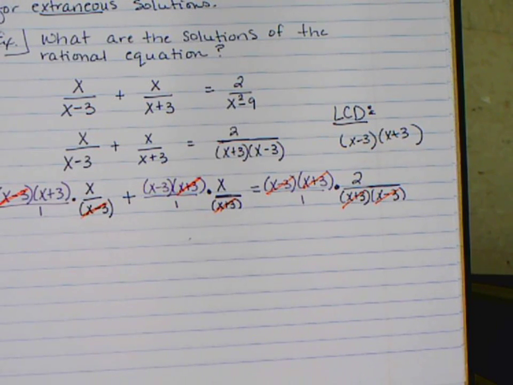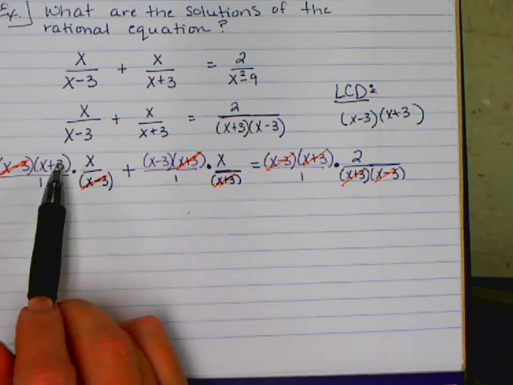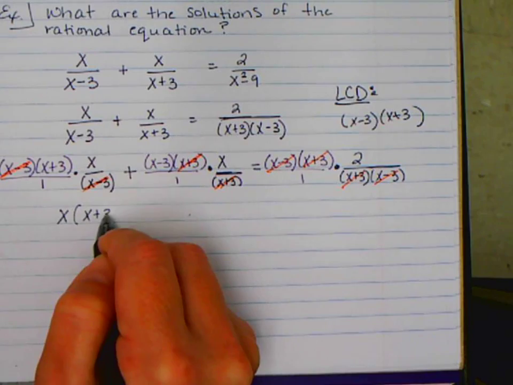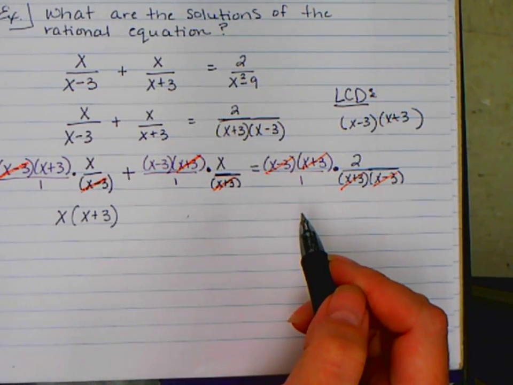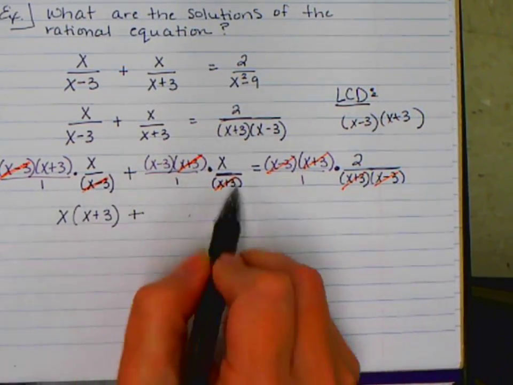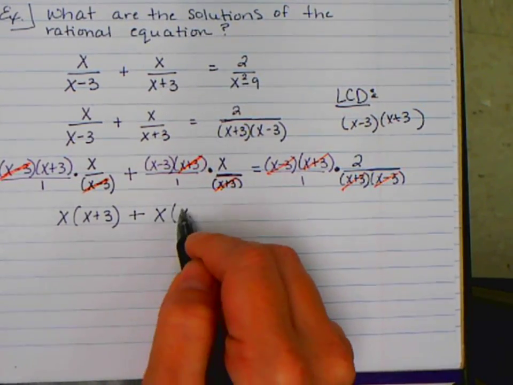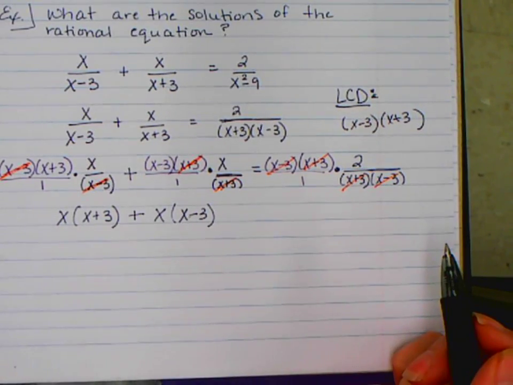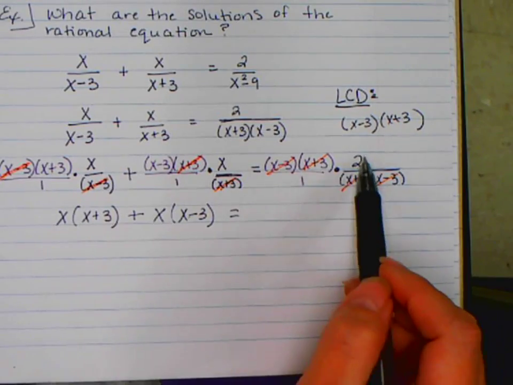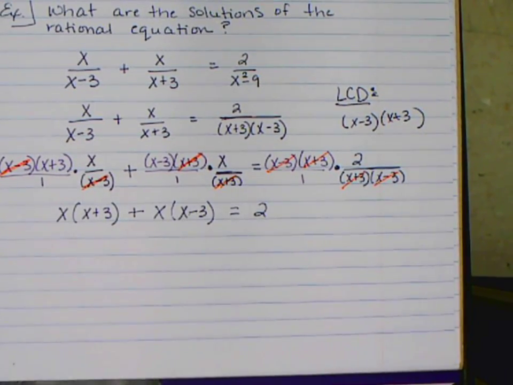So now I'm going to rewrite everything that's left. I should not have anything left in the denominator except for a 1. And of course, we don't have to write a 1 if that's all that we have. So in my first fraction, I have x plus 3 times x. I like to write the monomial first. You could go ahead and distribute if you want to. I'm not going to because I'm going to show my steps. And then we have a plus sign. Everything's canceled except for x times x minus 3 equals, in my last fraction, everything canceled except for just the 2.